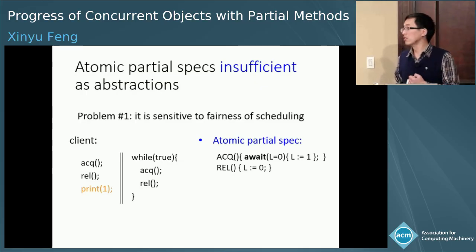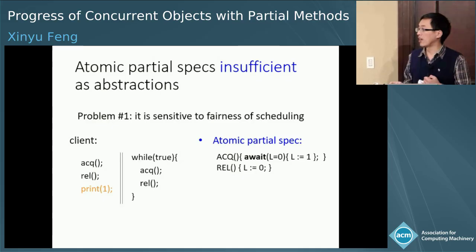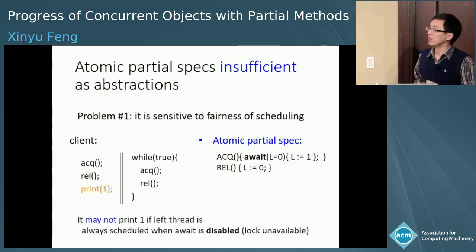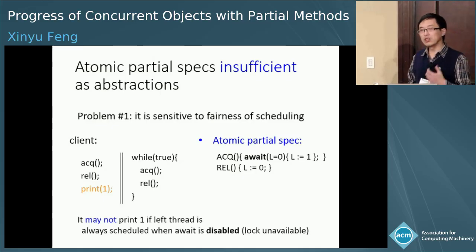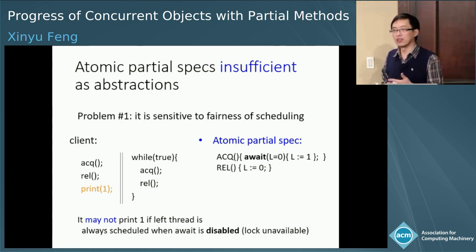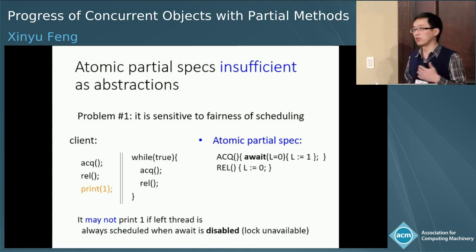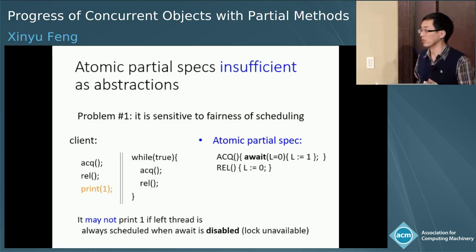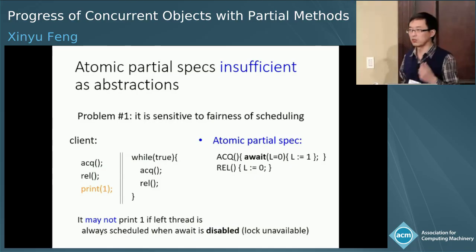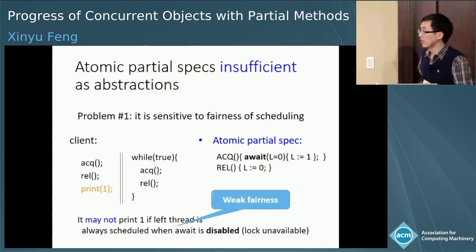So in this case, we know still for the left-hand side, it may not print out 1. This is because even under fair scheduling, it's possible that whenever the left-hand thread is scheduled, the lock has been acquired by the right-hand side, which means the await command is disabled. So although it's scheduled an infinite number of times, it's always scheduled at the wrong moment. So this is called weak fairness, and it doesn't guarantee progress.